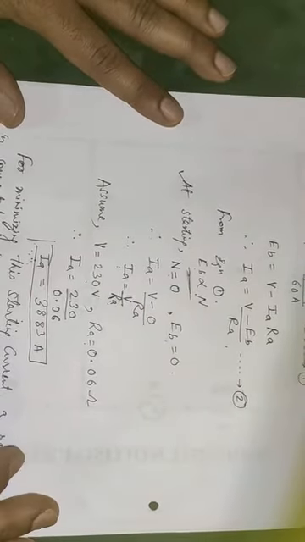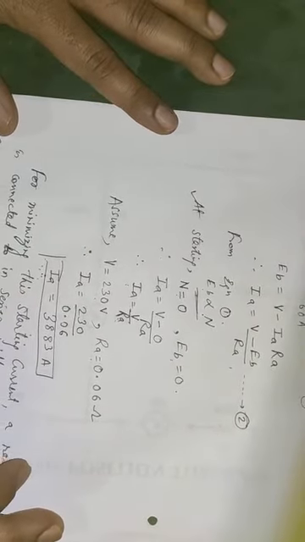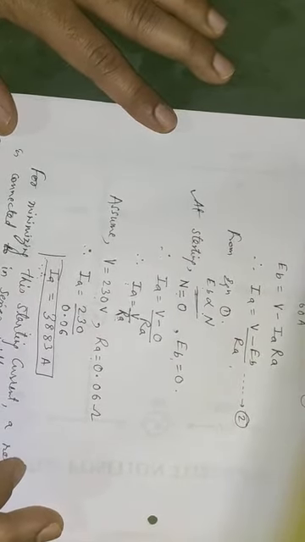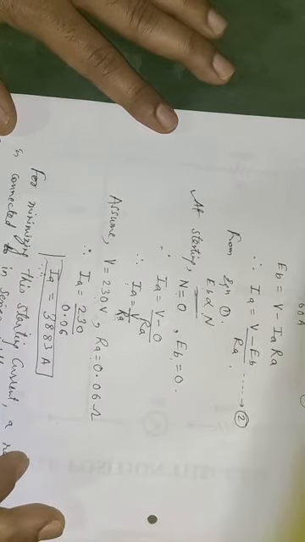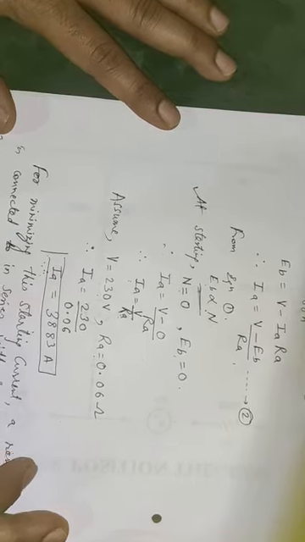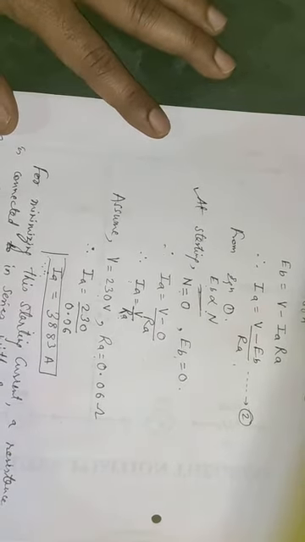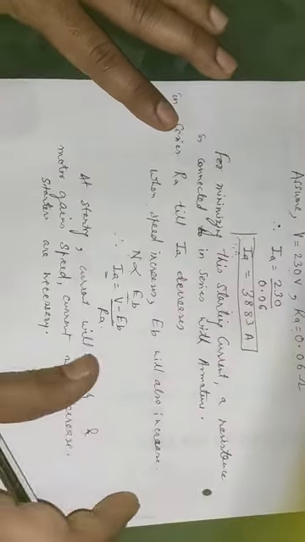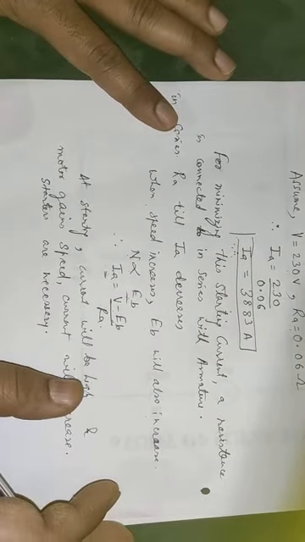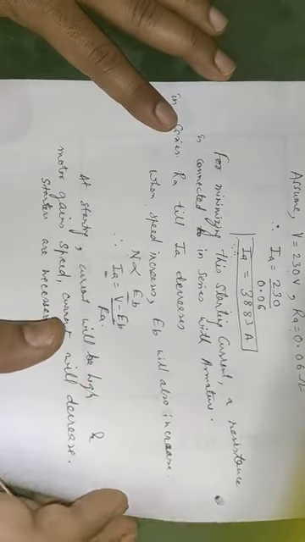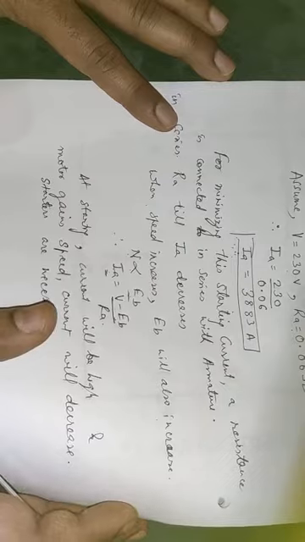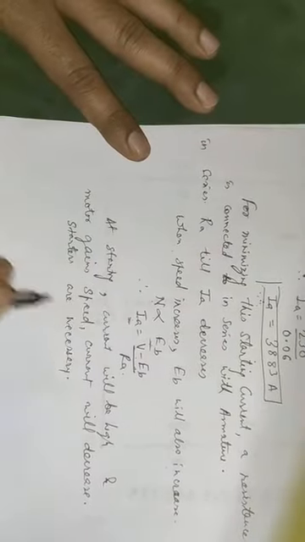So, a question may be asked: what are starters? The starter definition I have already told you. Starters are small resistance connected in series with the armature resistance or armature winding to minimize the starting current. A second question may be asked: prove that, or explain what are starters and how we can minimize the starting current. So this is the explanation. I hope you have understood it. I will provide you the notes later. Okay.